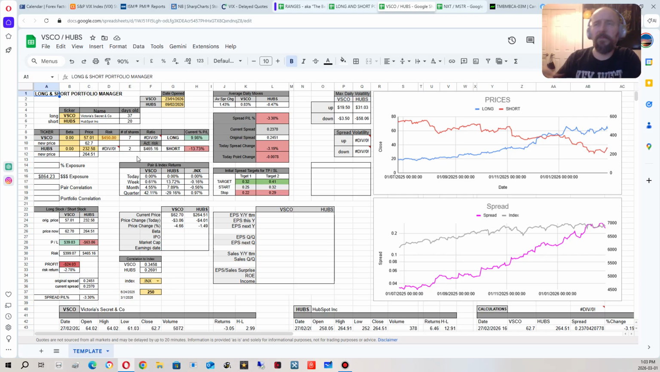And if you keep following this spreadsheet, I know it looks like too much, but if you just follow my cursor on the screen where I'm pointing, you'll start noticing what this is all about. This is a pair, VSCO versus Hubs. My long, VSCO, Victoria's Secret, and my short, HubSpot. And these are the results down here. These are the pair and index results.